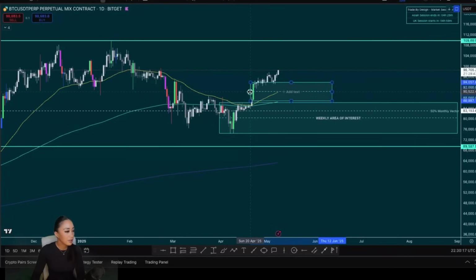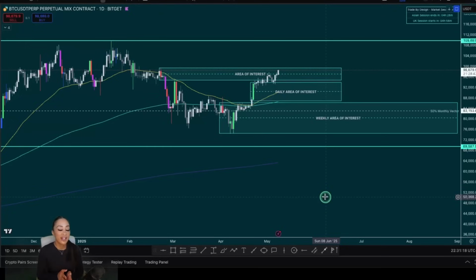Below price, I can see this is the closest unrecovered daily vector candle, so I'm going to label that daily area of interest. I also like this one because it has confluence with the 50 EMA on the daily time frame. Now I want to find the closest unrecovered vector candle above price. So currently it is this one here.